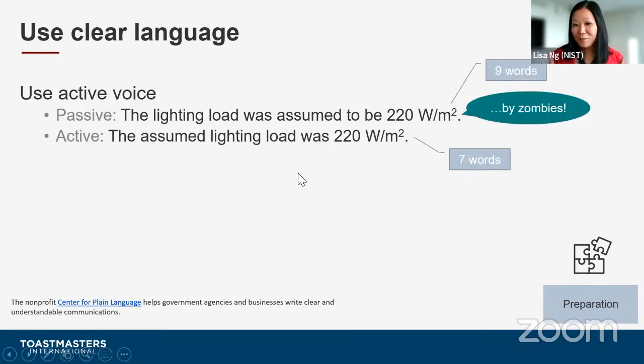All right, another tip, if you want to avoid using the passive voice in a sentence, if the sentence makes sense by adding the phrase "by zombies" at the end, then it's in passive voice. So the lighting load was assumed to be 220 watts per meter squared by zombies. The zombies assumed that the lighting load was 220 watts per meter squared. So you don't want to do that. But if you put "by zombies" in the second sentence, the assumed lighting load was 220 watts per meter squared by zombies. That one doesn't sound as good. So try to use that tip if you want to know if you're speaking in the passive or the active voice.